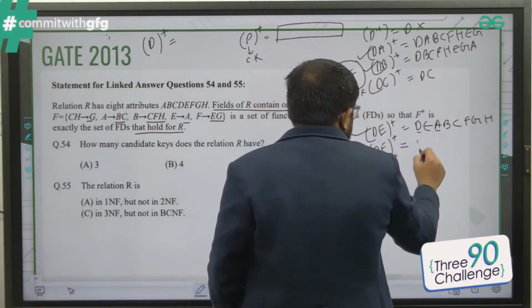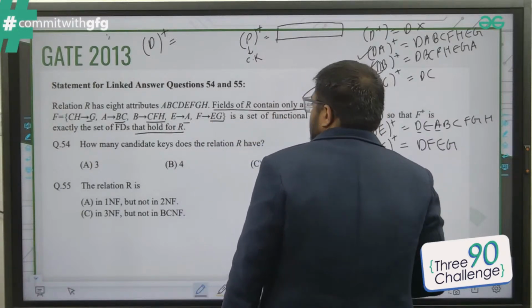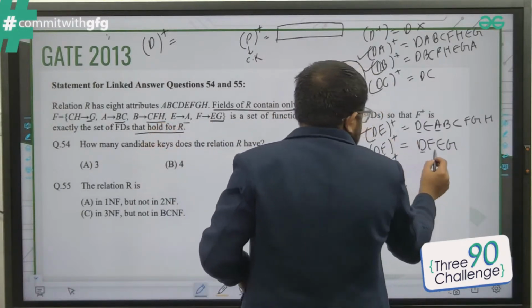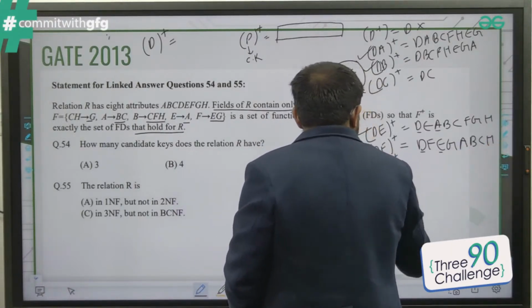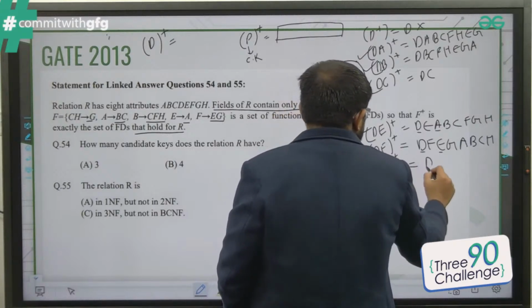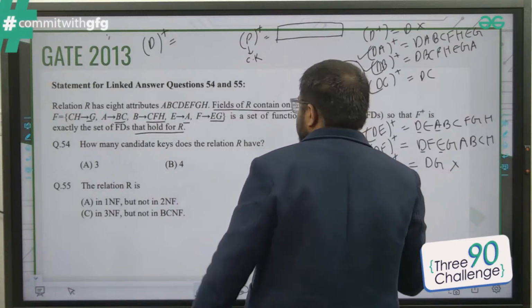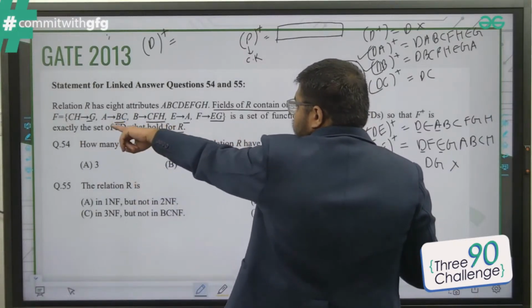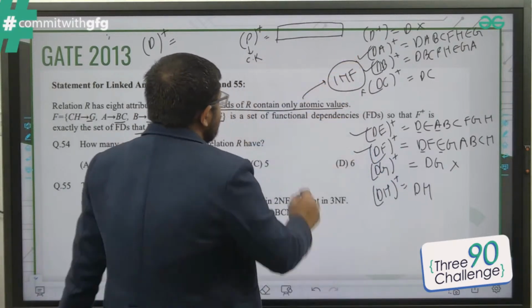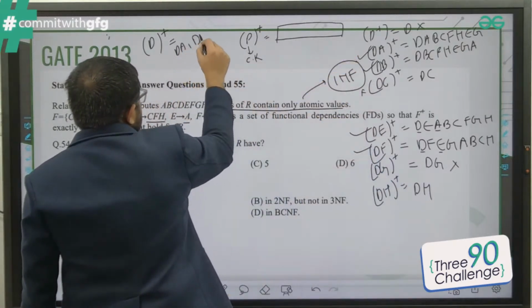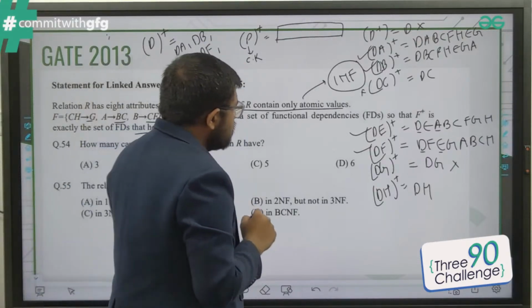Now DF. DF will give me DF. Now from F I can get EG. And DE is a key and D and E are present. So this will also give me the remaining attributes. So DF is a key. DG. DG will give me D and G. Then further I cannot get anything. DH. DH will give me D and H only. No, nothing further. Okay. So I have got DA, DB, DE and DF. Till now I have got these keys.